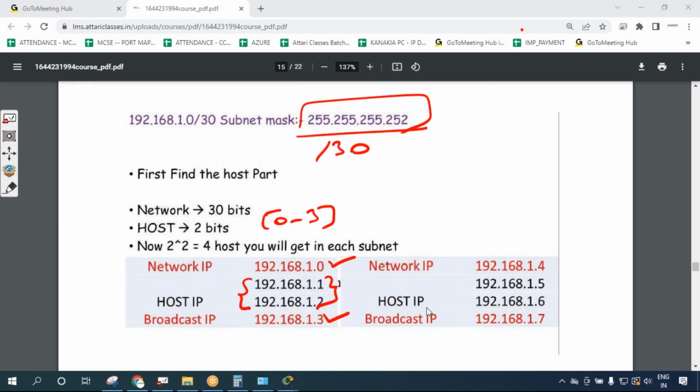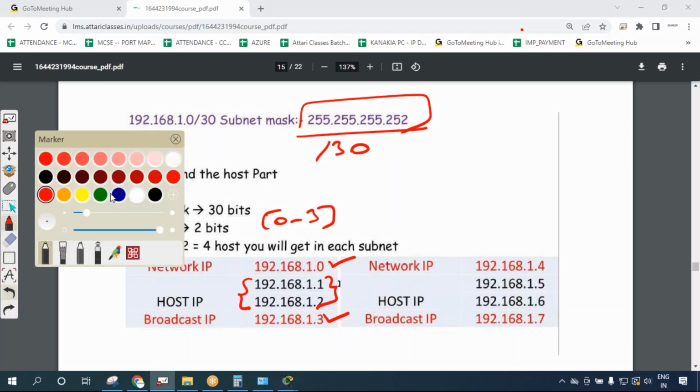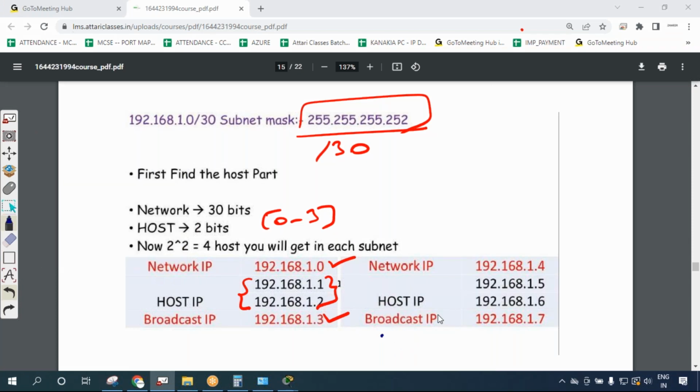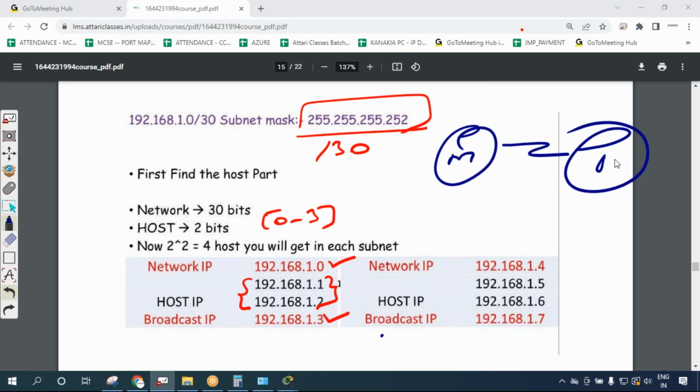So will I use such a small kind of subnet? /30 is used. I will show you where. It is important. You have to memorize /30. It is used between two routers, like Mumbai and Pune. If I use /24, then I'm wasting IP addresses. Then I have to use /30, which I will explain to you at that time. But you have to at least remember this subnetting.